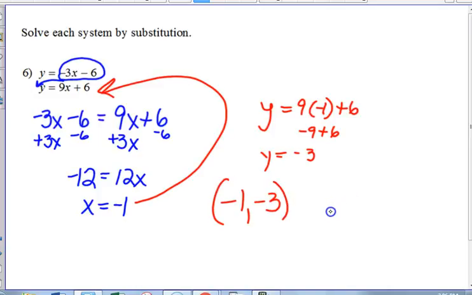Anybody remember what kind of system that is? When it has one solution? Consistent. Yes, this is a consistent system. It's also called consistent and independent, but these are two intersecting lines.